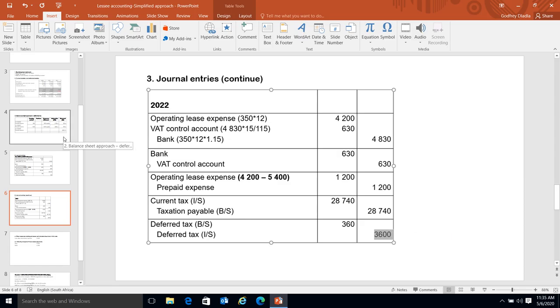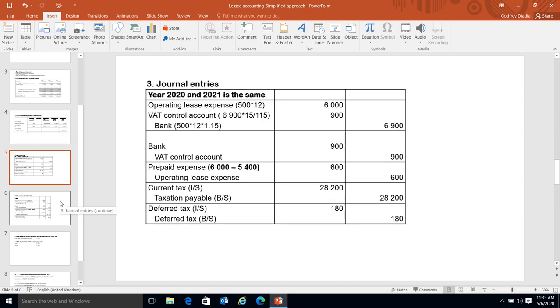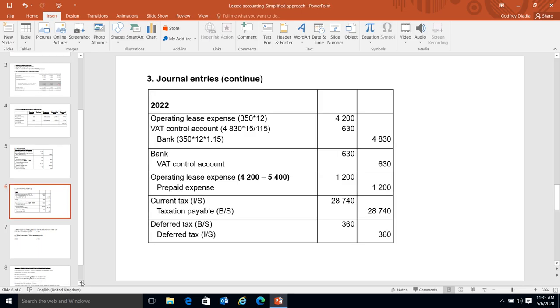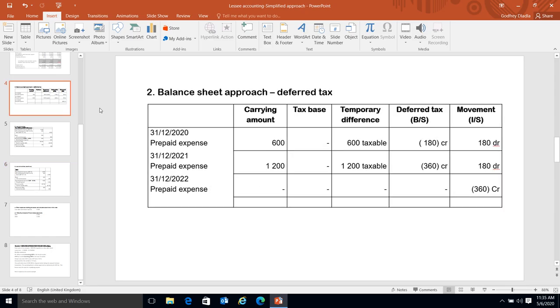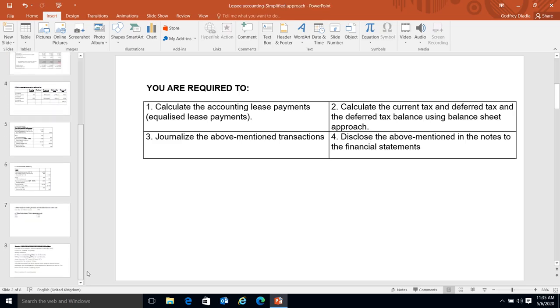IS. Now let me check this one because the figures are not the same. It's 360. Yeah, it's 360. So we must just delete here. It's 360. It's like that. Right. Now we've addressed number 3 with the journal entries that we did. Now we're left with number 4.